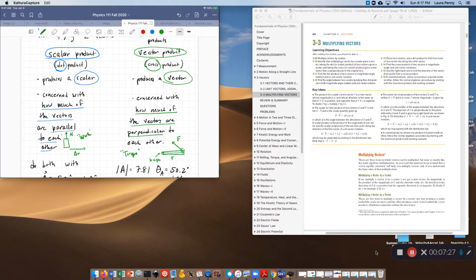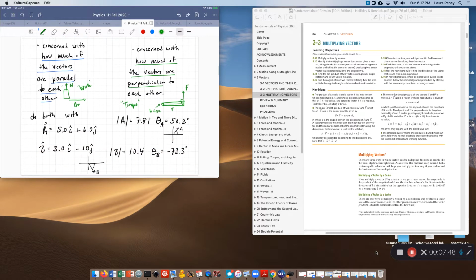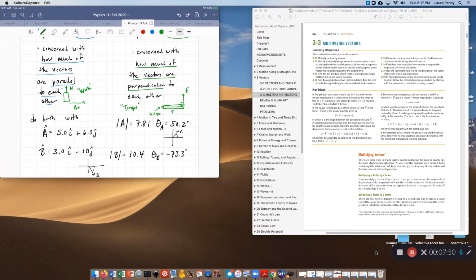So torque is the universe's way of doing a vector product. Work is one of the things we use for this dot product. I'll leave the other one, I'll put that one instead. So in this case, torque and work are just physical examples of scalar and vector products that we'll do later in the semester. So I'm going to do both of these with some example vectors.